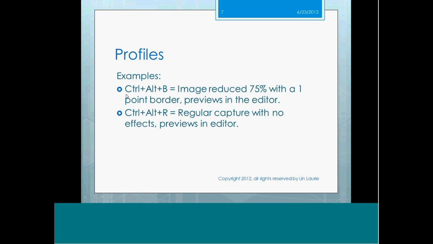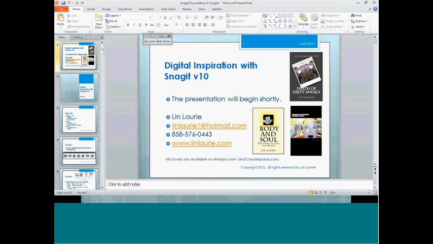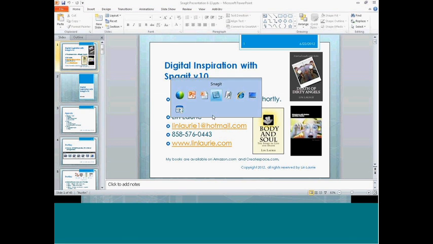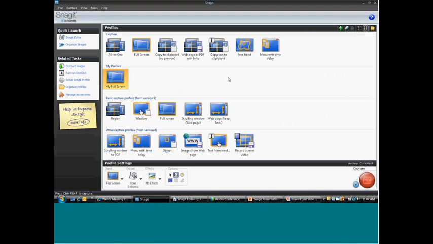For example, what I have set up on my computer is Control-Alt-B reduces an image 75% with a 1-point border, and it previews it automatically in the editor. And then my Control-Alt-R is set up as a regular capture, it's actually a region capture with no effects, and it previews in the editor. So I'm going to go into Captivate and do that, show you how to do that right now.